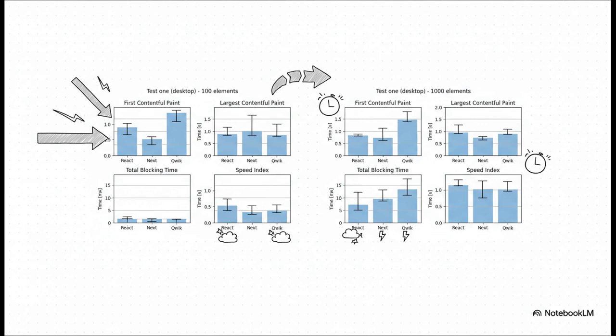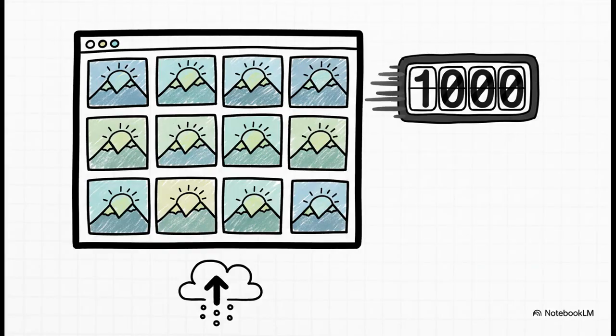And wow, the results here are pretty clear. When you look at things like first contentful paint, that's how fast you see the very first thing on the screen, and largest contentful paint, how fast the most important stuff loads, Qwik is consistently faster. It just gets the page in front of the user's eyes quicker than React or Next.js in this test. Okay, so Qwik wins round one.